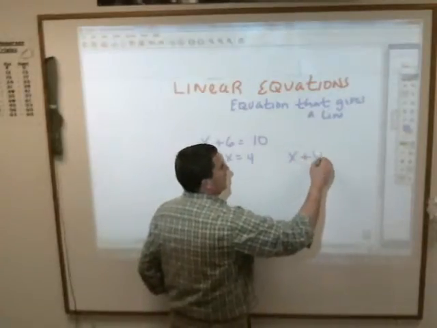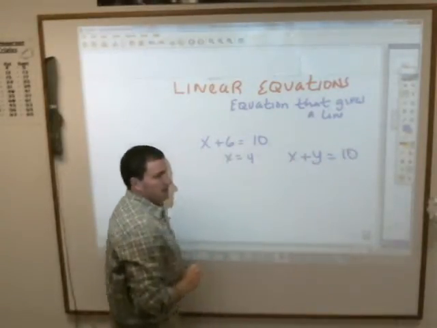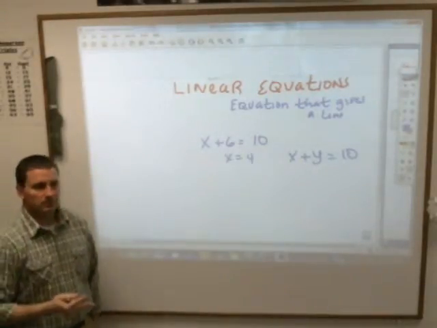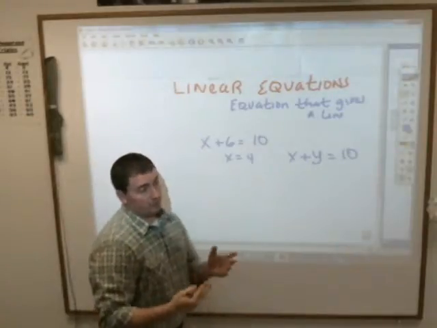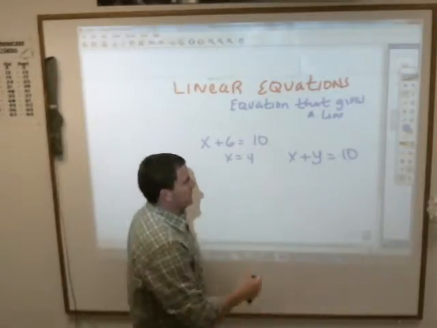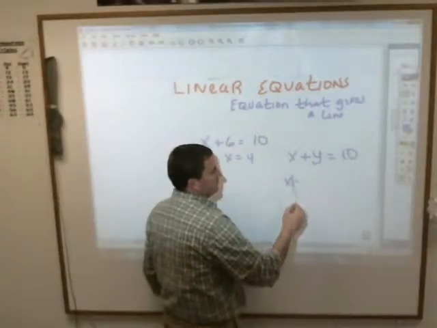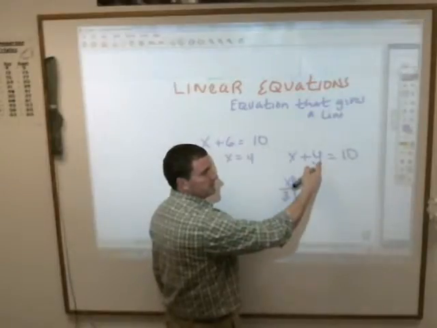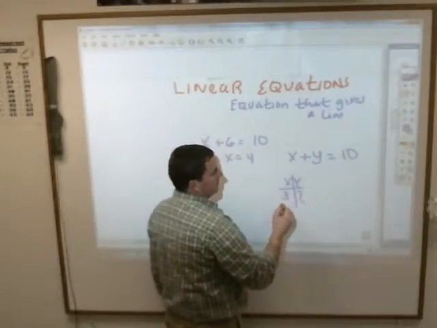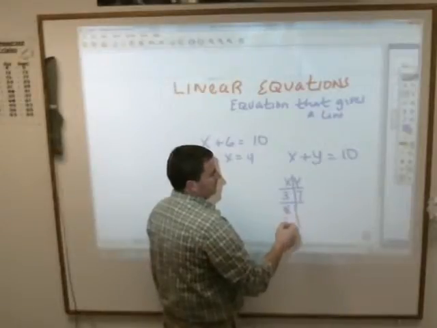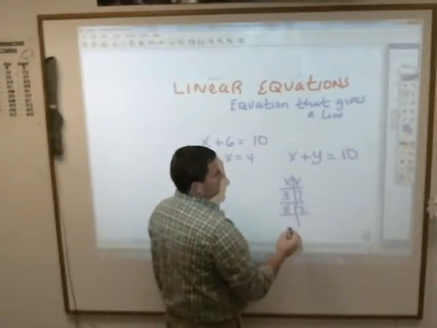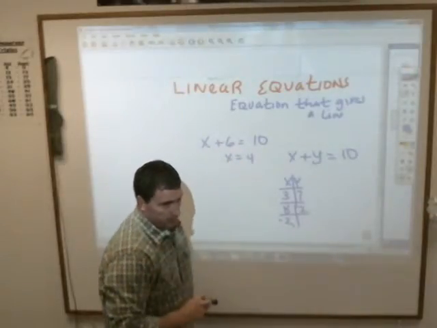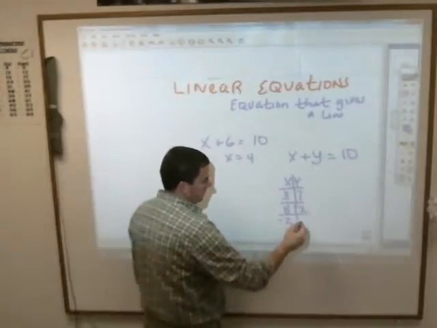x plus y equals 10. Now, when you've got two variables, you can't narrow it down to just one answer, or there could be an infinite amount of answers. For example, we usually do a table like this. If x is 3, 3 plus what number is 10? 7. Or if x happened to be 8, y would be 2. Or if x happened to be, here I'm going to throw a real wrench at you, what if x was negative 2? What would y be? 12.